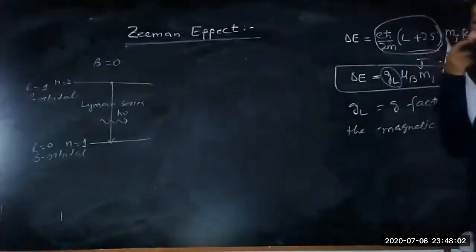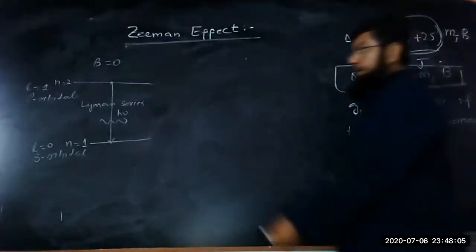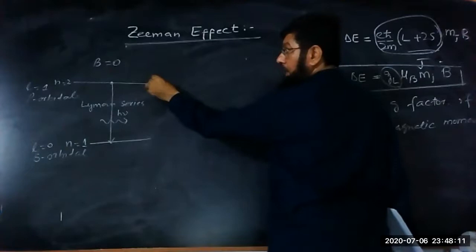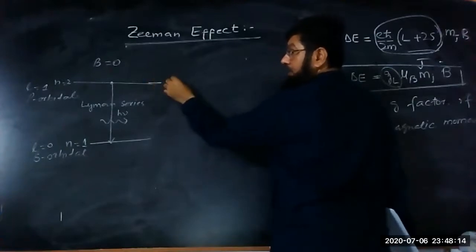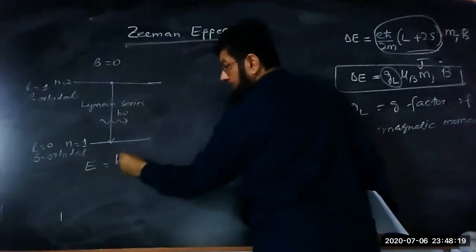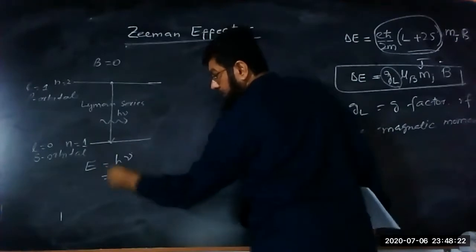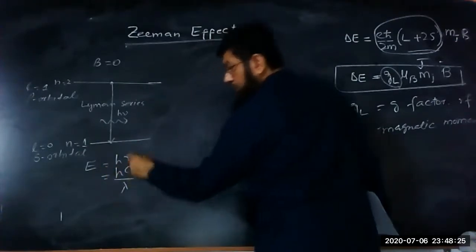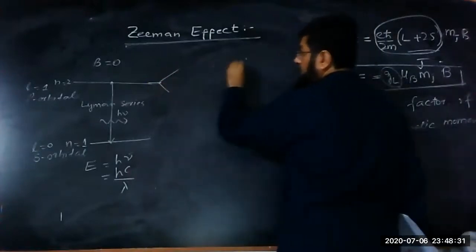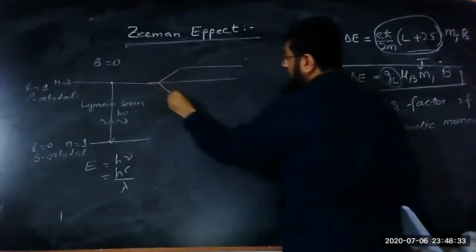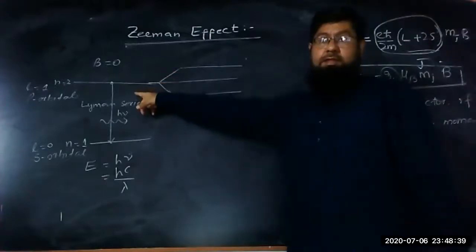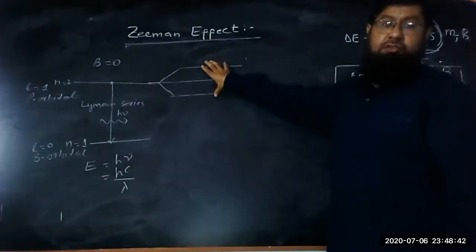Now if you apply a magnetic field, this magnetic field will split this level because there is a change in energy state. The energy of the photon is equal to h nu, which is equal to hc over lambda, where nu is the frequency, which is c over lambda. But here there is a change in energy. This n equal to 2 will split into 3 levels.